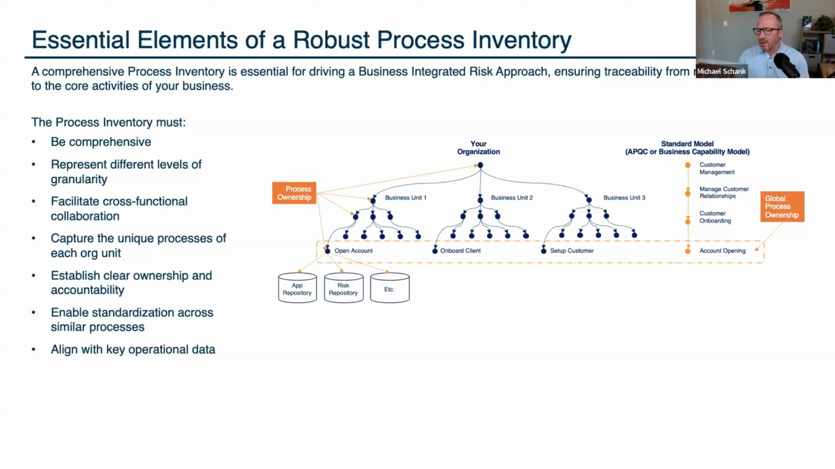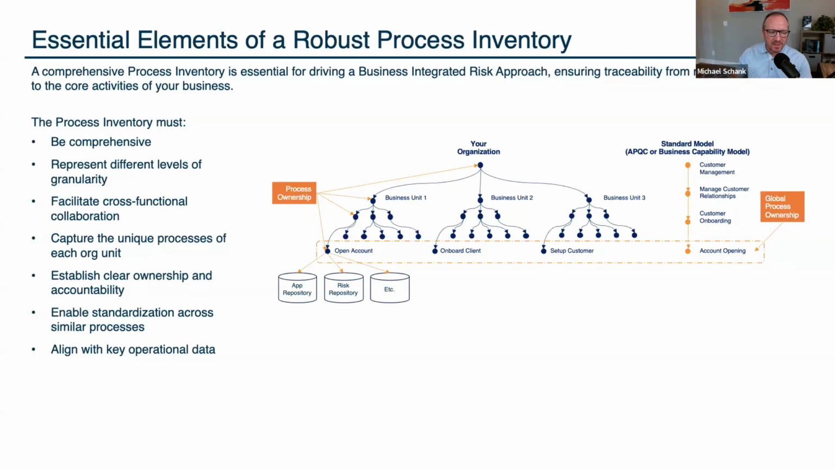But if I could use a standard model like the APQC process classification framework or a business capability model, now you could do some mapping. Now you could understand, oh, those are all really account opening type processes. And now I want to drive standard controls. And maybe it even goes beyond, I want to implement similar technologies or similar procedures. You could really drive standardization across different functions.